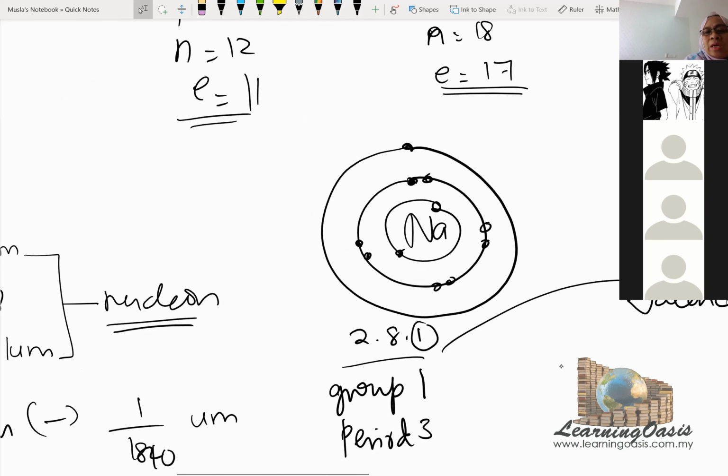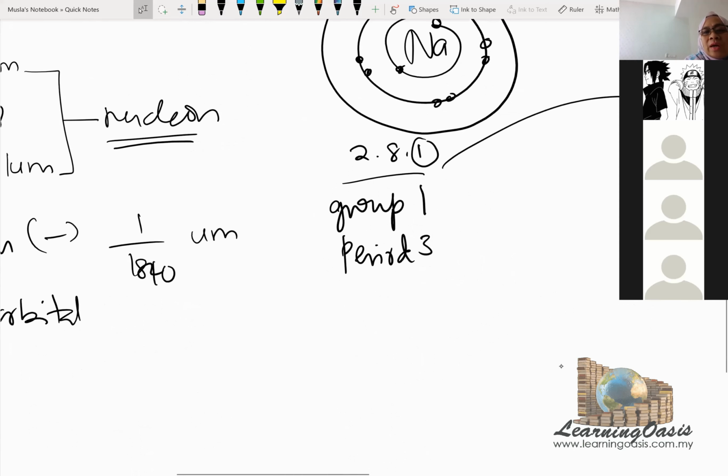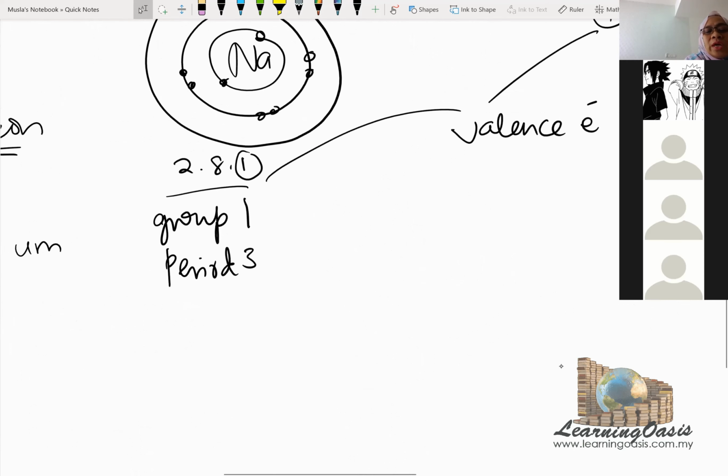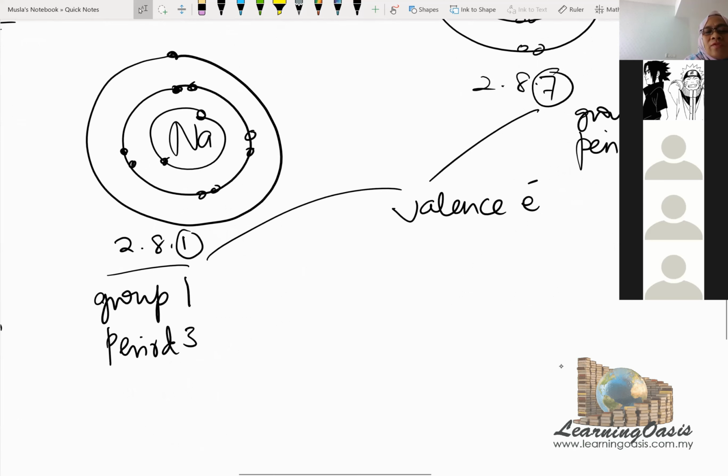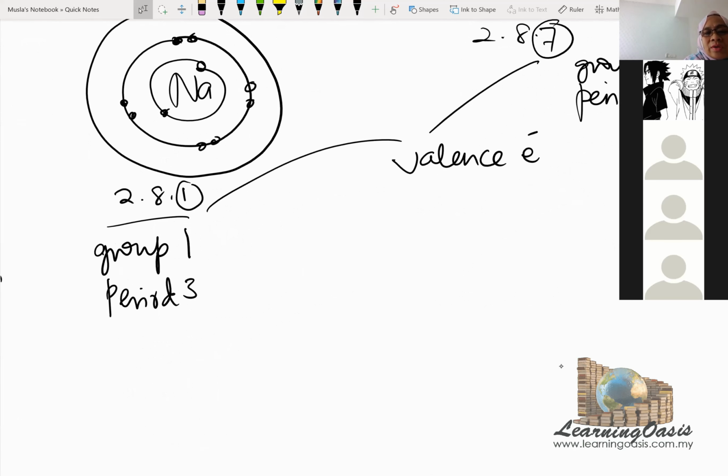Now, when you have an atom, like sodium 2, 8, 1, remember, you have your valence electron. And why do you have all these chemical reactions on Earth? Hydrogen reacts with oxygen, sodium reacts with oxygen, sodium reacts with water. It's because all the elements need to stabilize themselves to have an octet or duplet stability. So in this case, sodium is 2, 8, 1. To achieve octet, it will lose 1 electron.